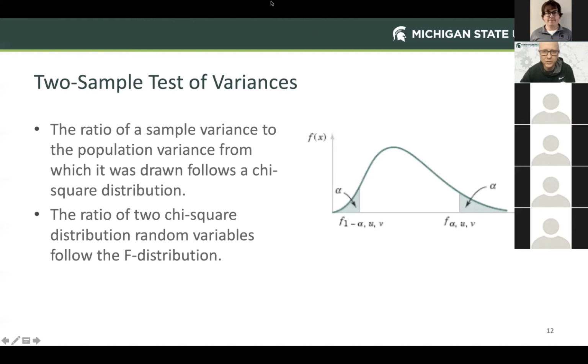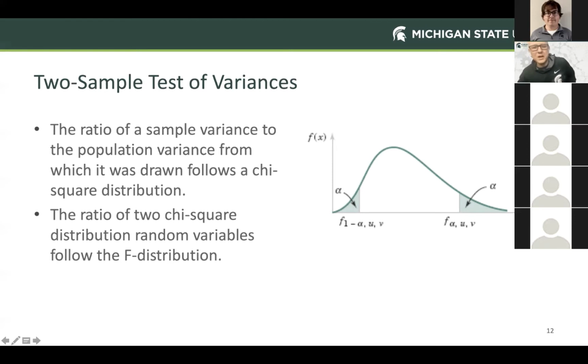Okay, and so a quick show of hands here as well. How many of you are familiar with the F distribution? Don't worry, I'm not going to call on you for this one, but it looks like we've got a little bit of familiarity here.